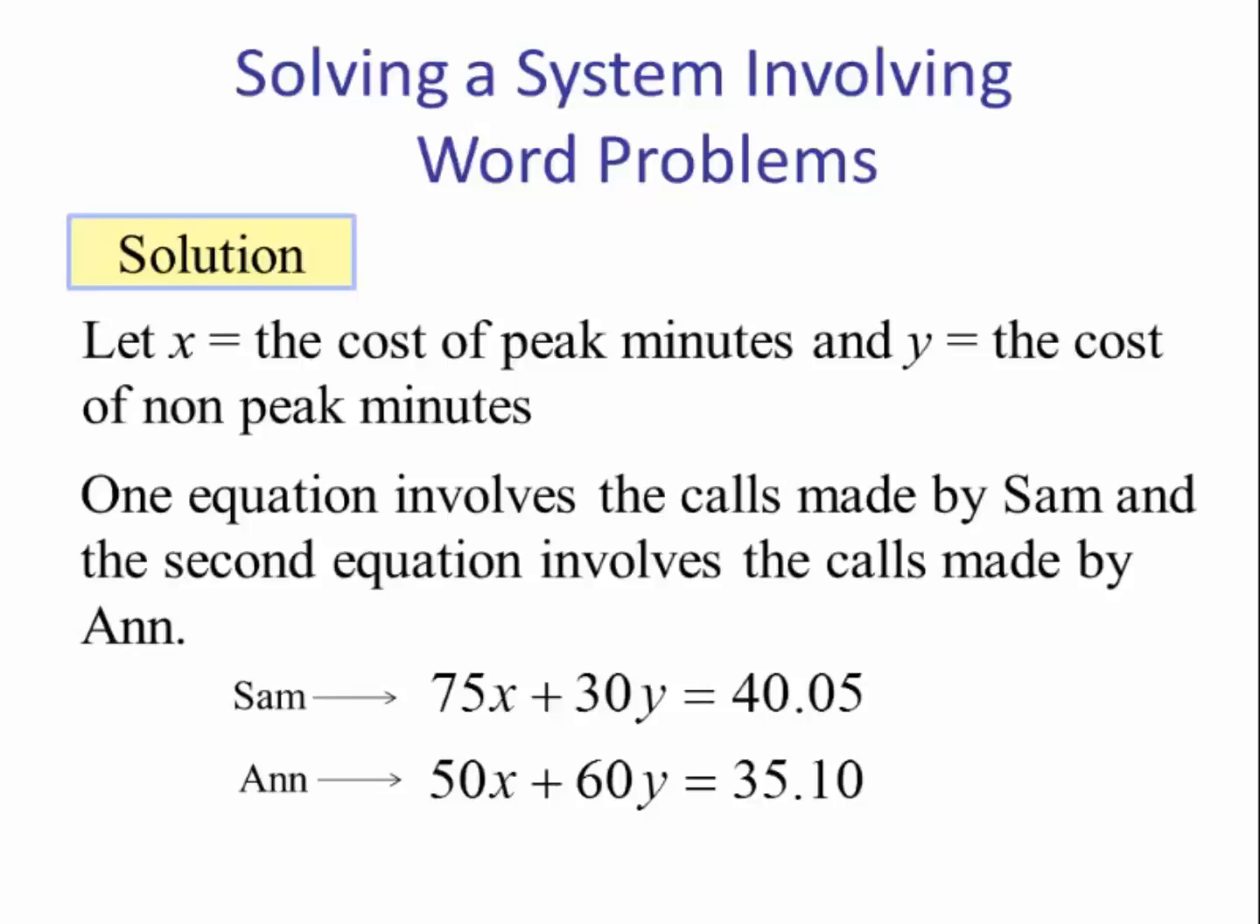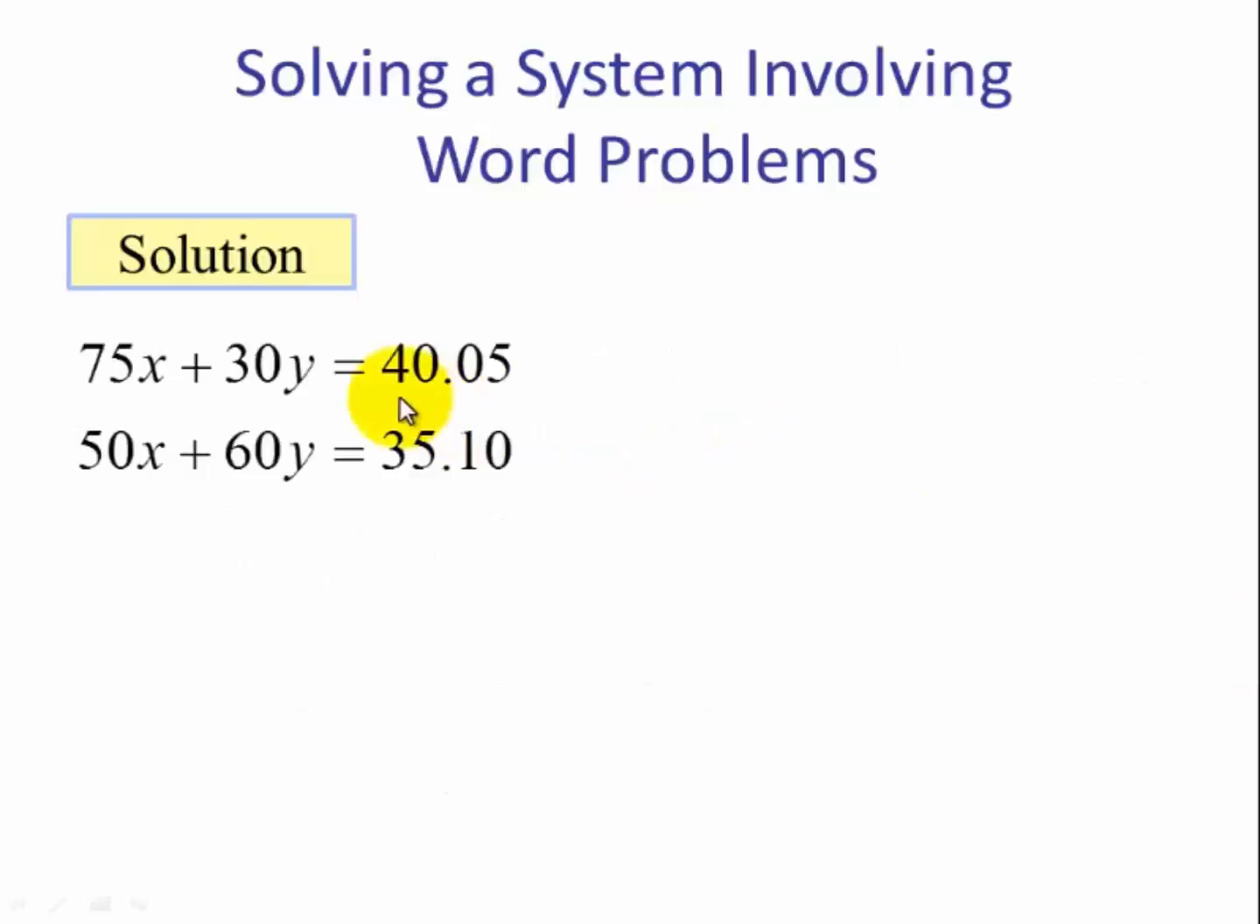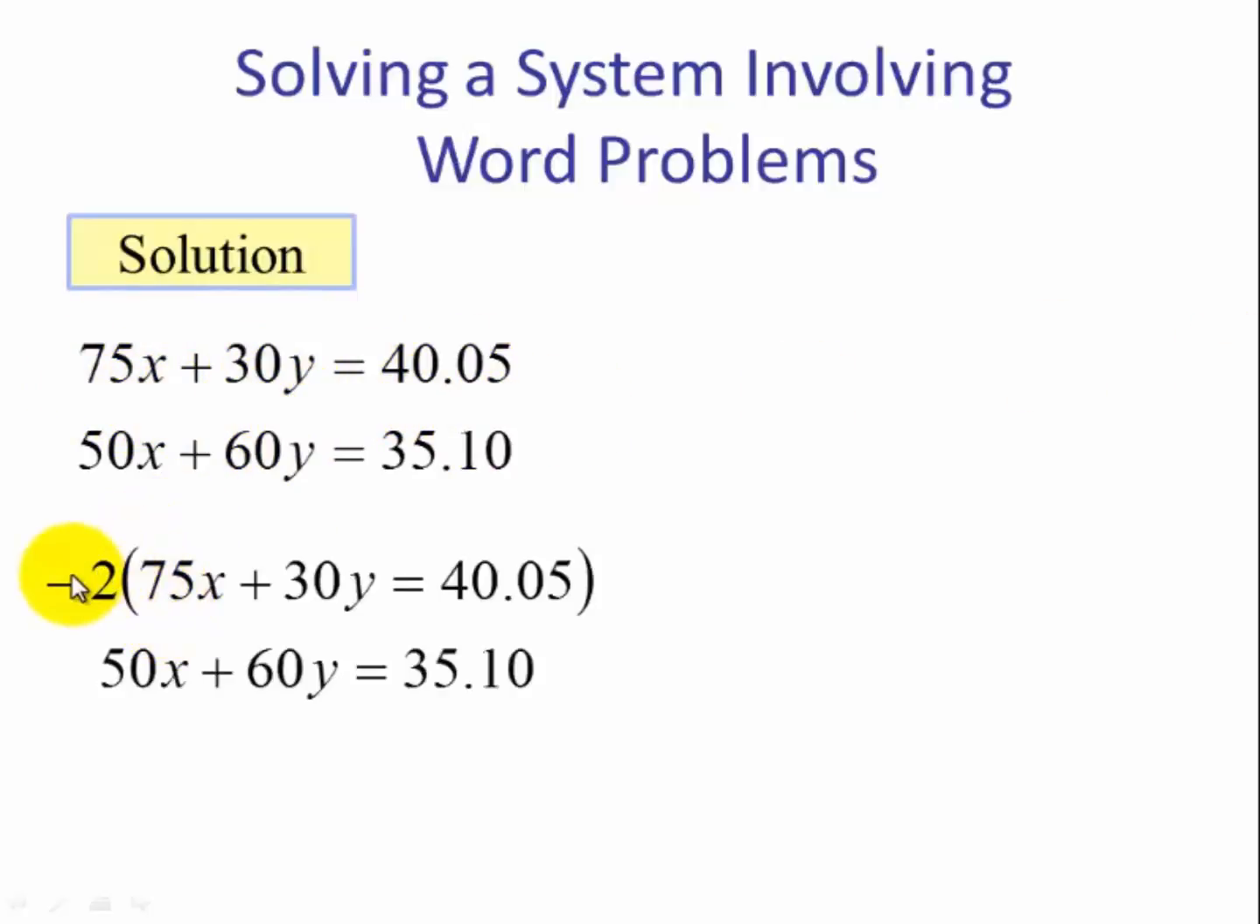So we have the system 75x plus 30y equals 40.05, and 50x plus 60y equals 35.10. Again, I'm going to use elimination to solve this. I'm going to take the first equation and multiply it by -2. This will eliminate the y's. I just have to remember to distribute the -2 to all the terms in the equation.